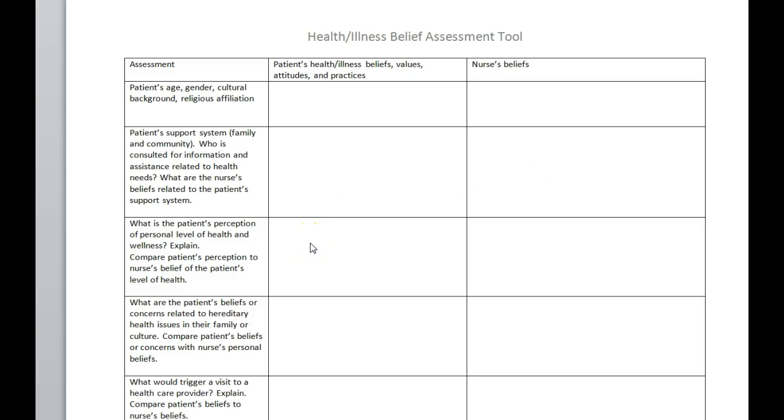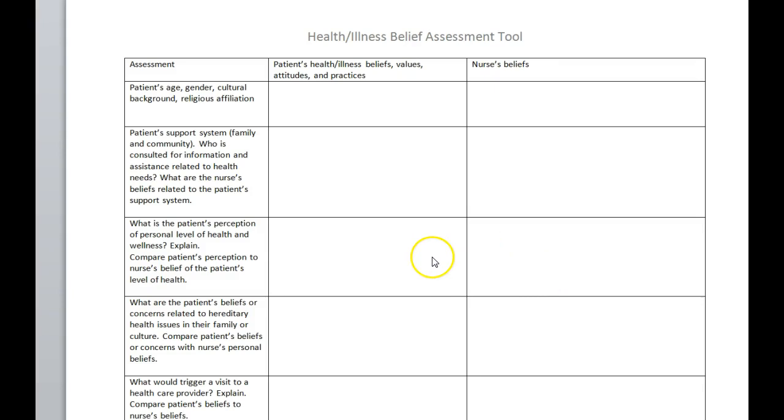Next one is, what is the patient's perception of personal level of wellness and illness? So that's looking at how does the person view health and illness, wellness. They might be very adamant about exercise, thinking it's very important. What do they think is important? Healthy eating, maybe it's not important. What is their perception? And then over here, how does that relate to your beliefs, and then how does that influence your perception of that person?